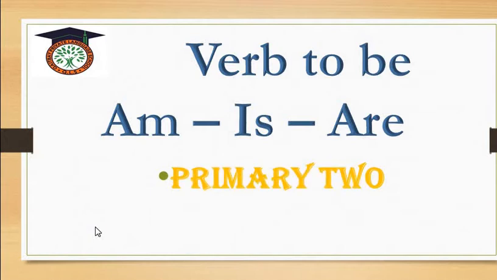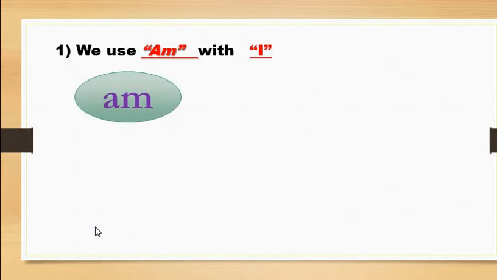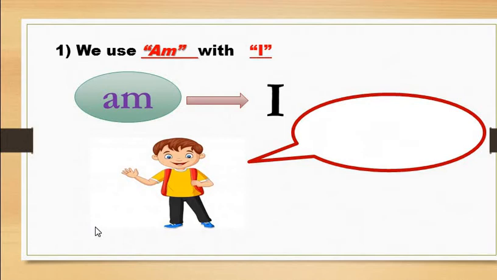The friend of am is I. So we use am with I. I am. When I speak about myself, I say I. So who's the friend of am? I. Look at that picture.